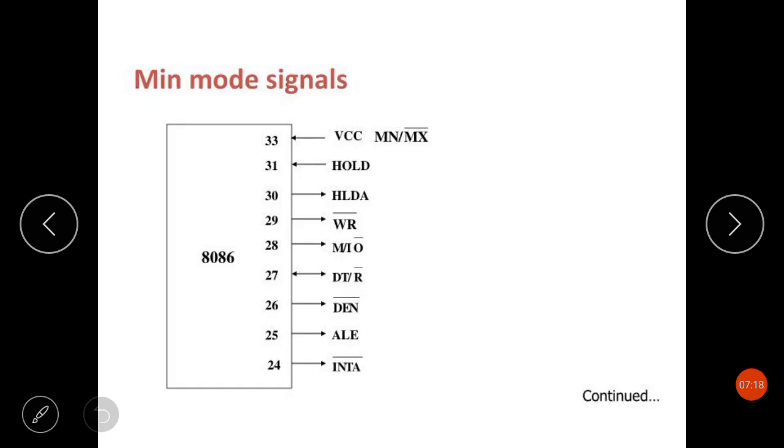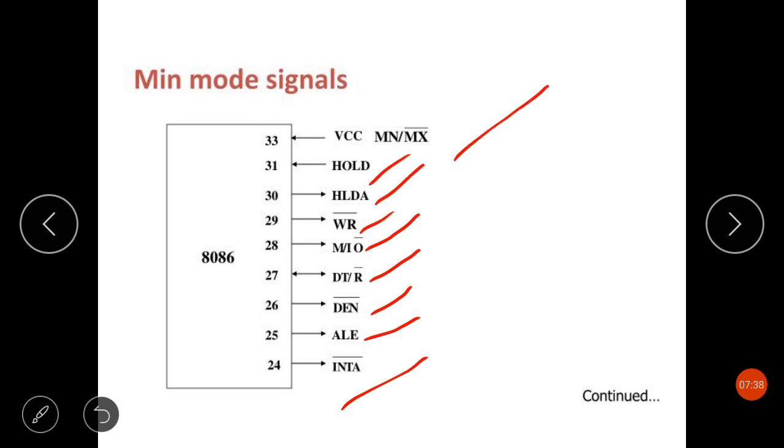Now next I am going to discuss the minimum mode pins. Now we are going to specifically discuss the minimum mode pins. As you can see, the minimum mode pins are INTA bar, ALE, DEN bar, DT by R bar, M by IO bar, WR bar, HLDA, HOLD, then MN by MX bar. One thing I would like to mention here is, sorry, I have mistakenly used VCC here. There is no VCC. Pin 33 is for MN by MX bar.